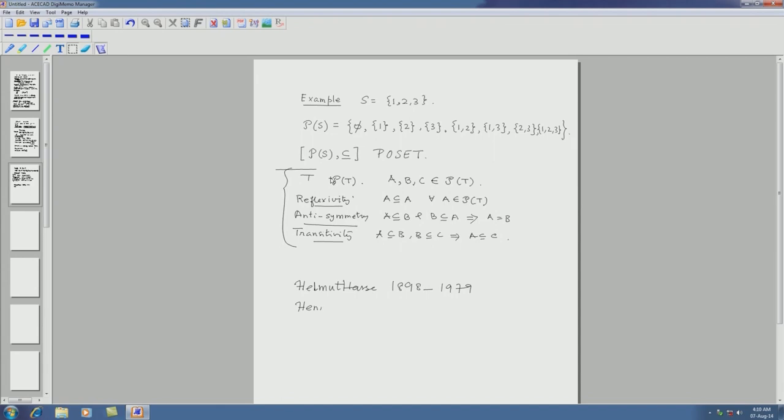But historically, there is another person who used Hasse diagrams before Helmut Hasse, and that is Henry Gustav Vogt. In about 1895, it is recorded that Vogt was using diagrams which were essentially the same as Hasse diagrams. But since Hasse had been using it extensively, the name of the diagram is Hasse diagram.